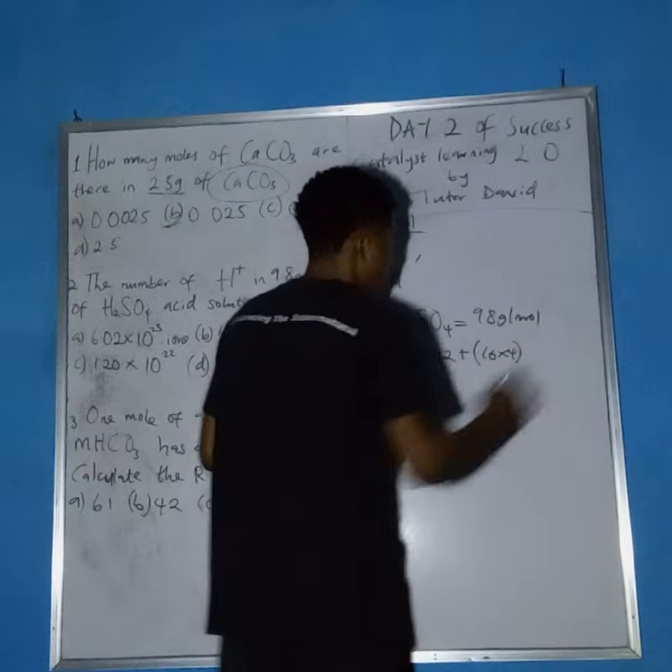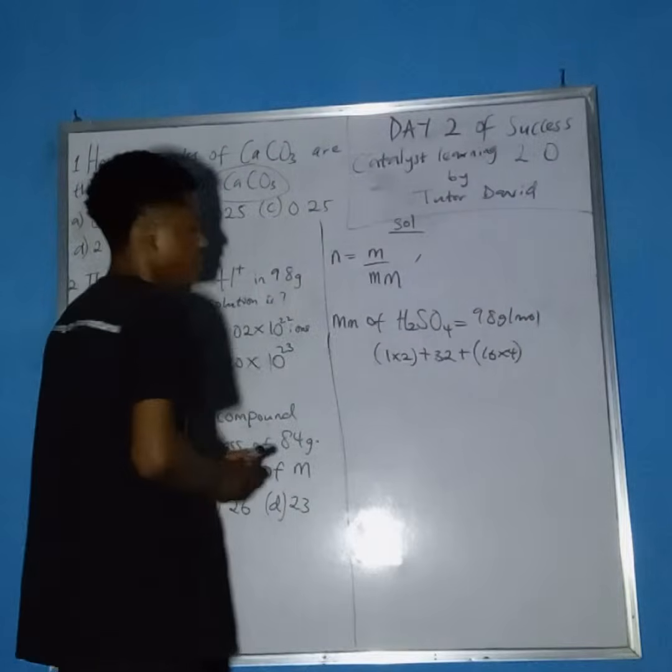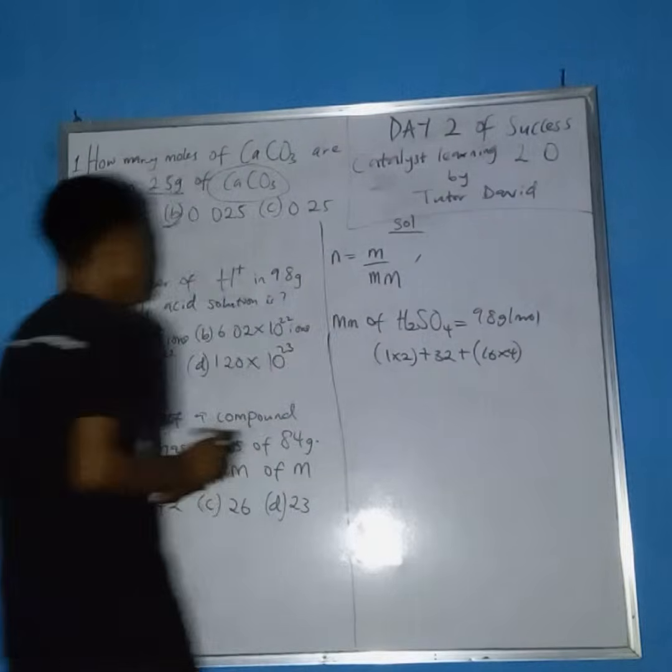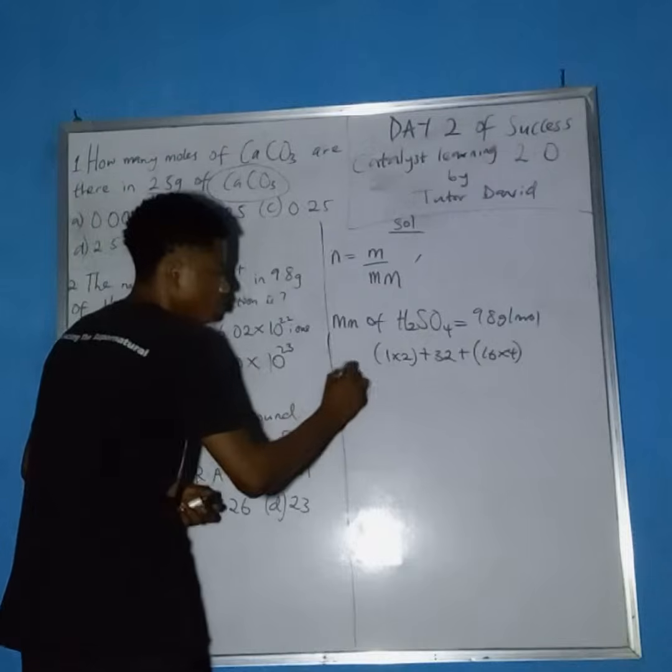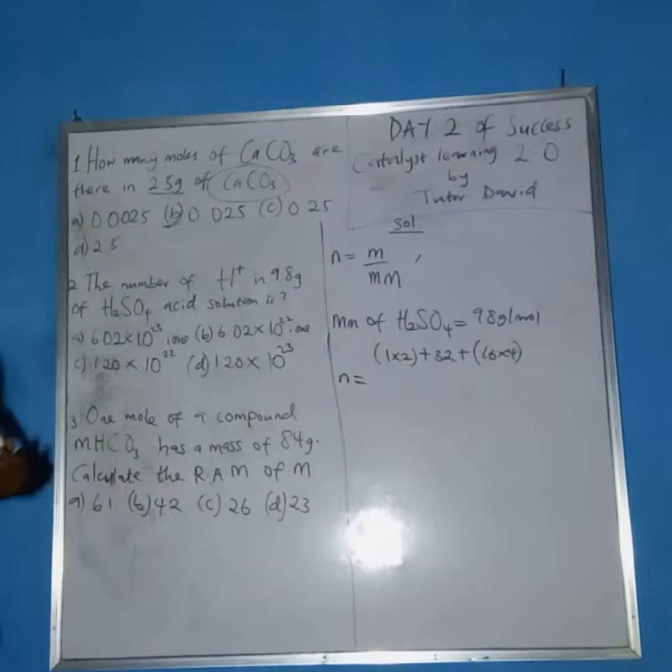So 98 grams per mole. Since you already know that it's 98 grams per mole, what is our mass? 9.8 grams. So take notes before I proceed.